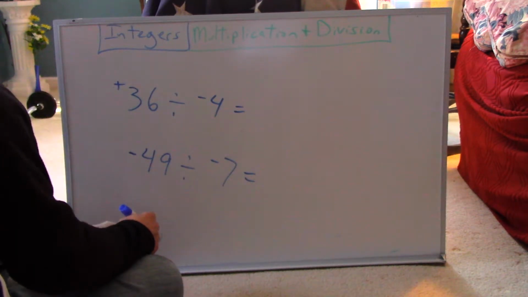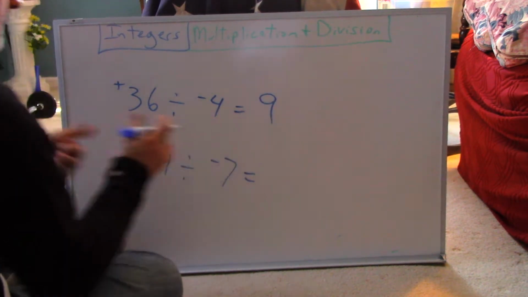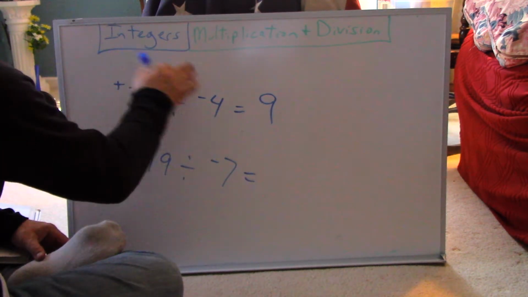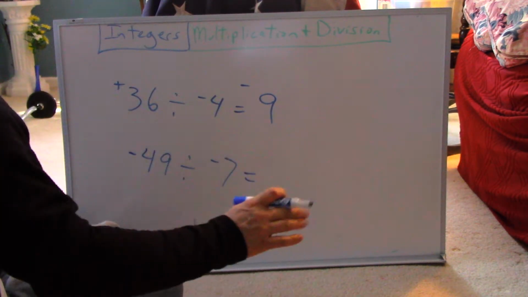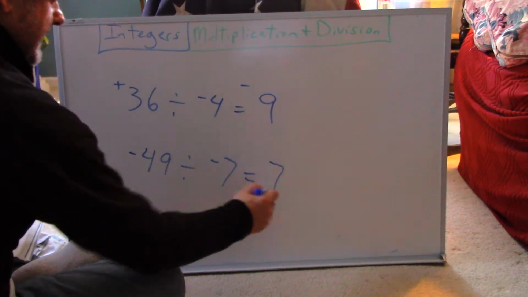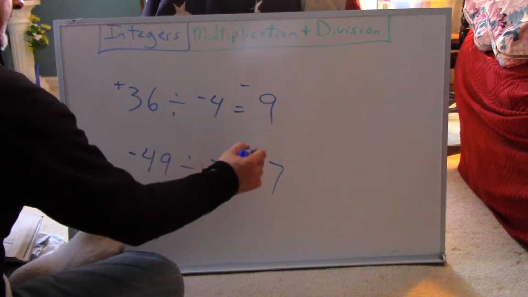4 into 36. 9, 9, 18, 27, 36. You've got to learn your times table. And then the signs are different, so it's negative. 7 into 49. 7. You should have that memorized. They're both negative, so it's positive.